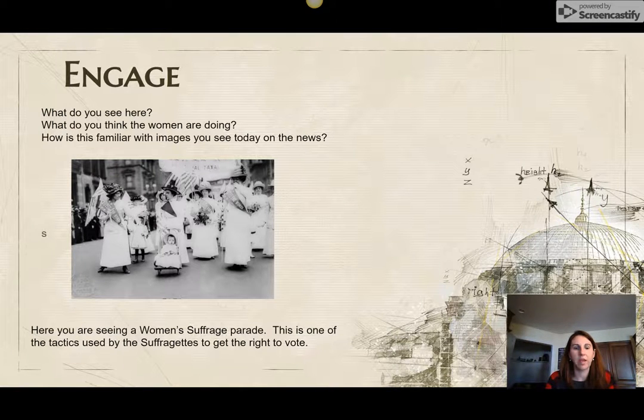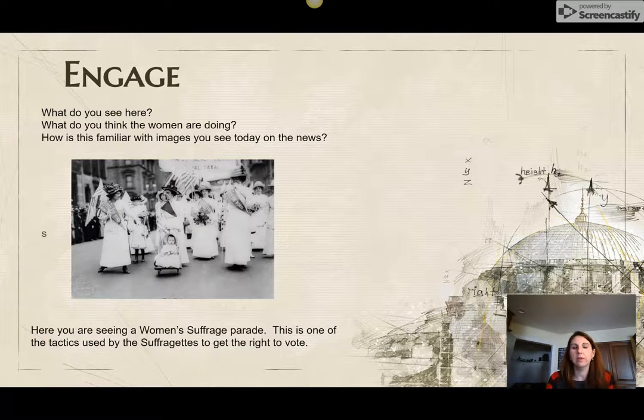turn of the century. So I want you to look at this picture here. What do you see here? What do you think the women are doing here? And how is this familiar with images you see today on the news? So just kind of take a second and think about that.